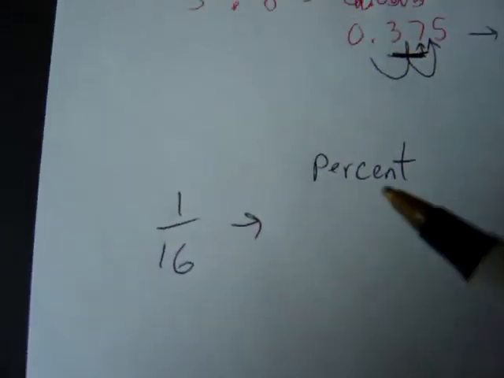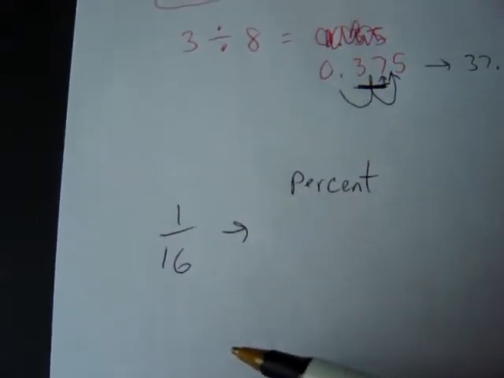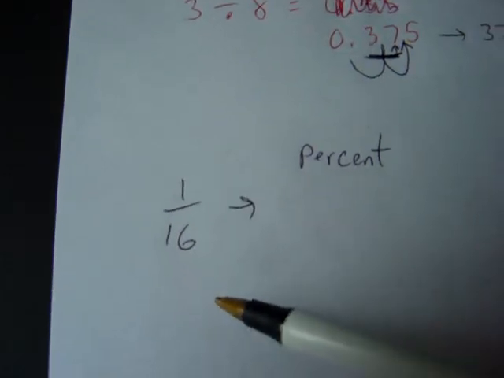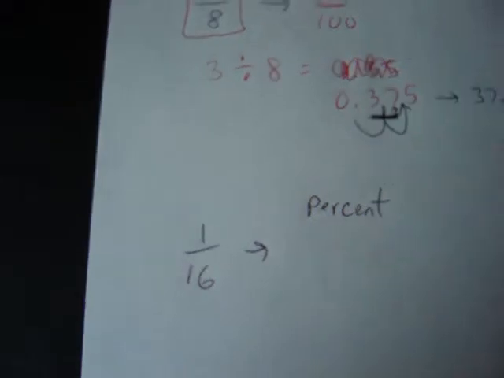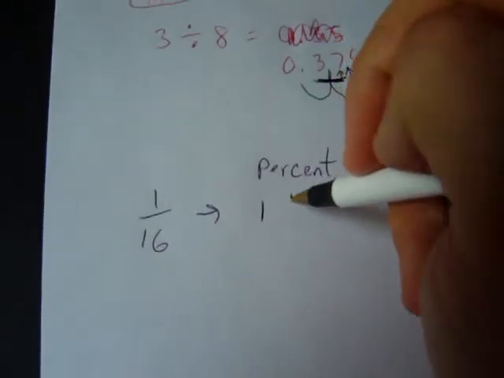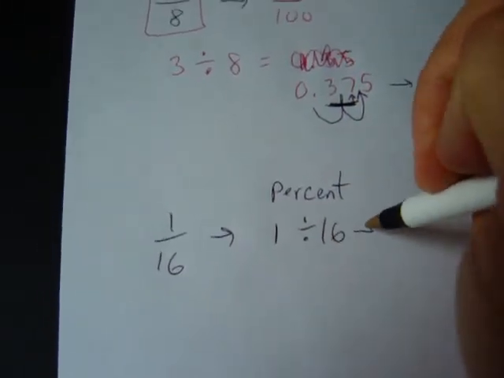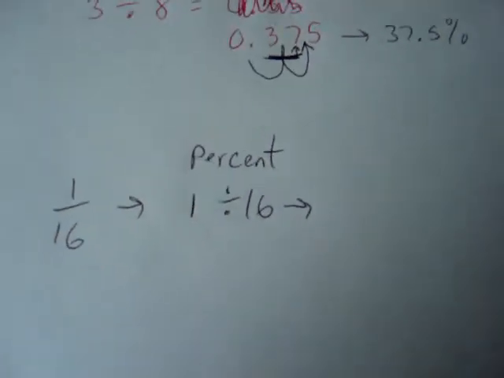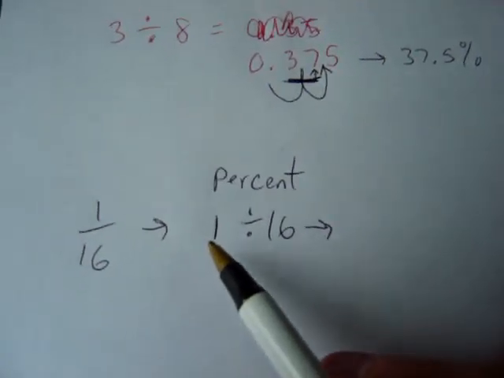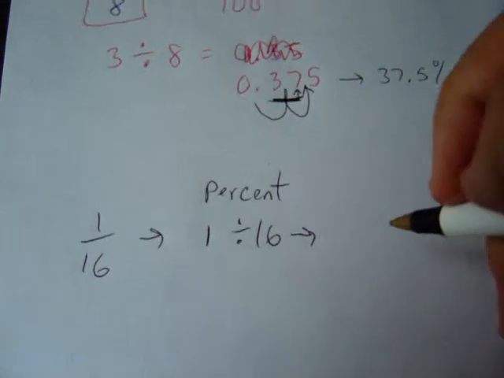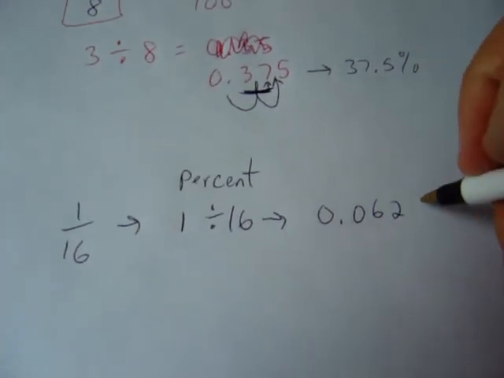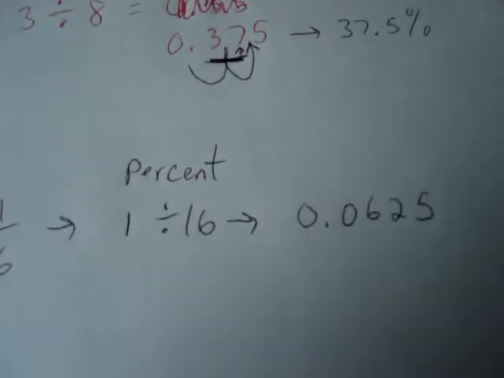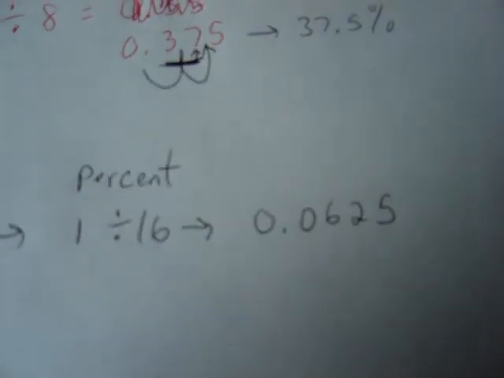Next example, also commonly used for measuring, 1/16. I have no idea what to multiply 16 by to get 100, so again we're going to divide. 1 divided by 16. Press that into your calculator, make it do the work for you. 1 divided by 16 is 0.0625. Okay? Now, what are we going to do here?